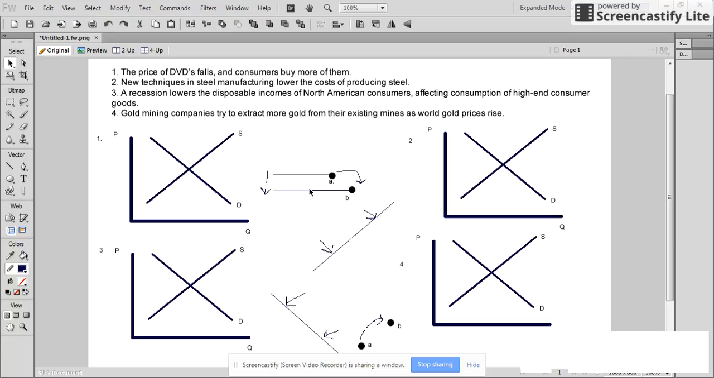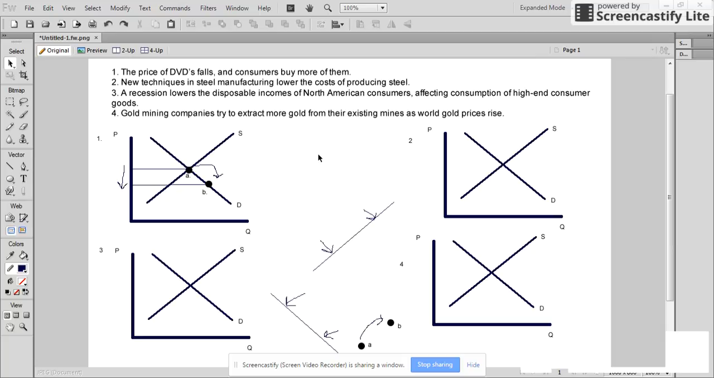So what happened here was the manufacturers are decreasing the price of the DVDs, from price A to price B. So we have a movement along that existing demand curve. So there's an increase in quantity demanded with scenario number one.